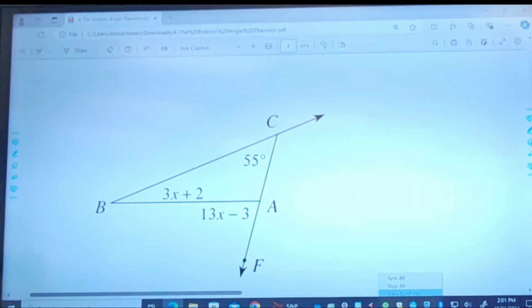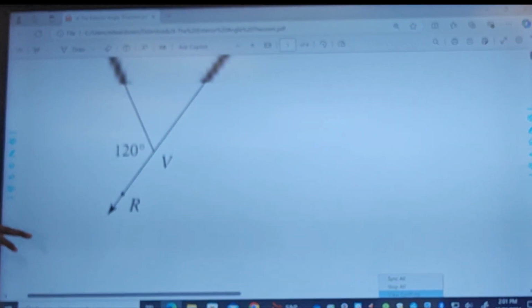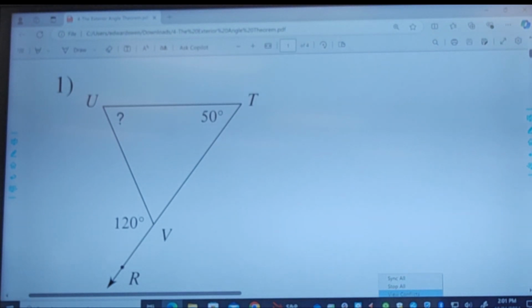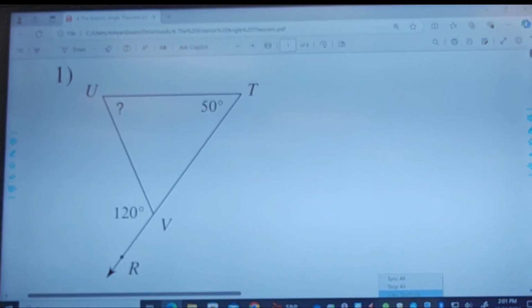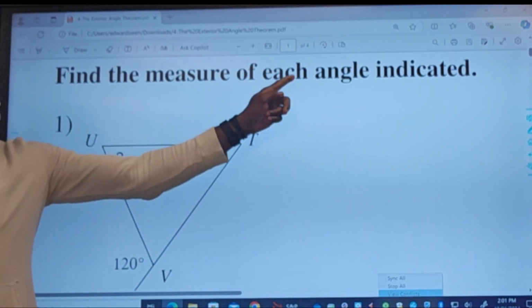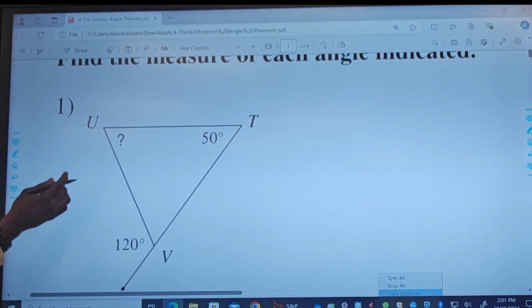Now let's get to the paper that we have. We have a few questions, and these questions are in 3 parts: 1 to 8, then 9 to 14, and then 15 to 18. There are 3 different types of questions, but it's based on the same theory. Let us take a look at the first one. At number 1, the instruction says that we want to find the measure of each angle indicated. There's a question mark at the angles.